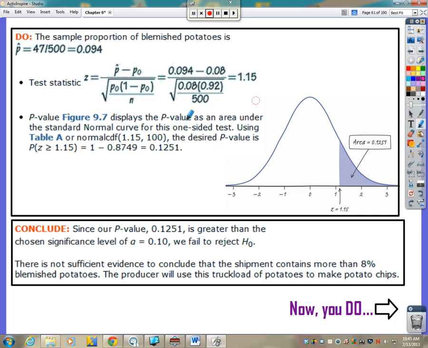Just keep in mind for the calculations, they may refer to in the book of using table A, but I will never personally use table A. I'll always use the calculator. So I will do what they did here using normal CDF. And if we use normal CDF, we need this nice picture over here. And here's our conclusion down here.